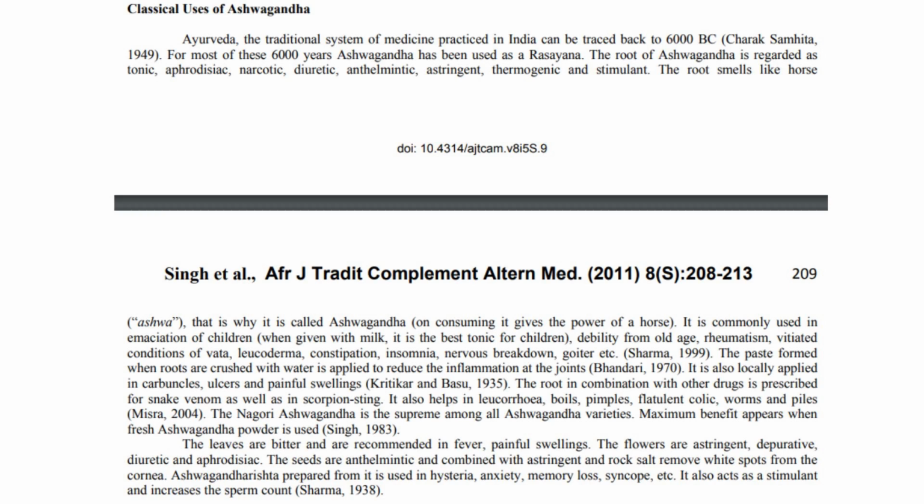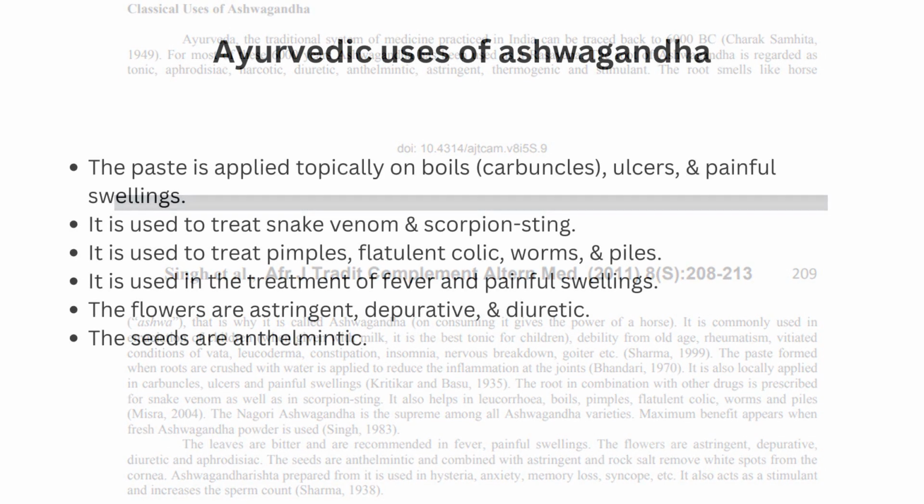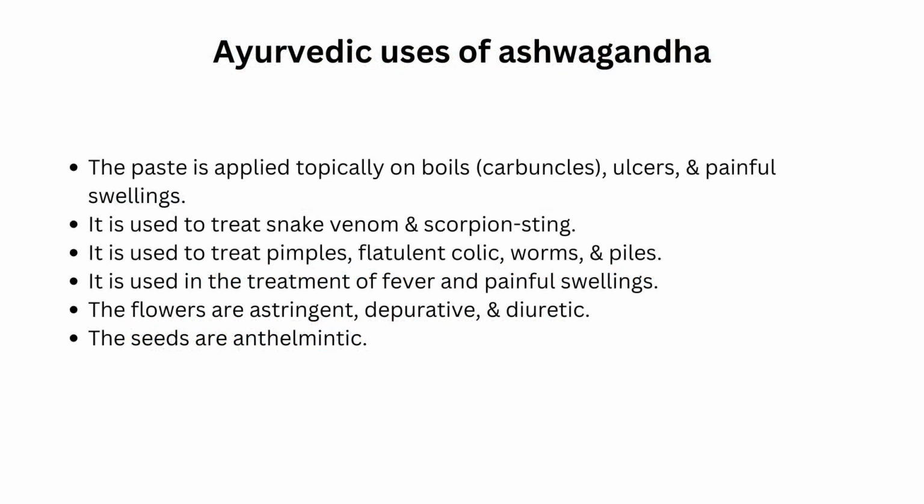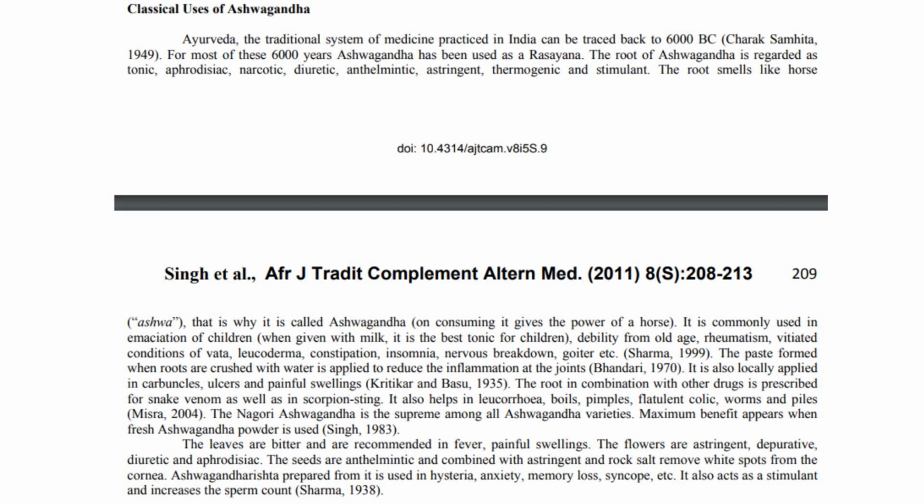Ashwagandha can also be used to treat pimples, flatulent colic, worms, and piles. The bitter leaves of the plant are used to treat fever and painful swellings. The flowers are astringent, depurative, and diuretic. The seeds are anthelmintic, meaning they're used to remove parasitic worms. Ashwagandha is also used in the treatment of other diseases such as hysteria, anxiety, memory loss, and syncope, which is fainting.